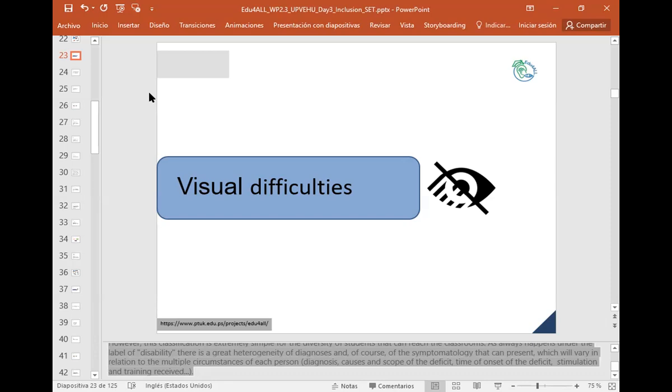As always happens under the label of disability, there is a great heterogeneity of diagnoses and, of course, of the symptomatology that can present, which will vary in relation to the multiple circumstances of each person, diagnosis, causes, and scope of the deficit, time of onset of the deficit, stimulation, and training received.